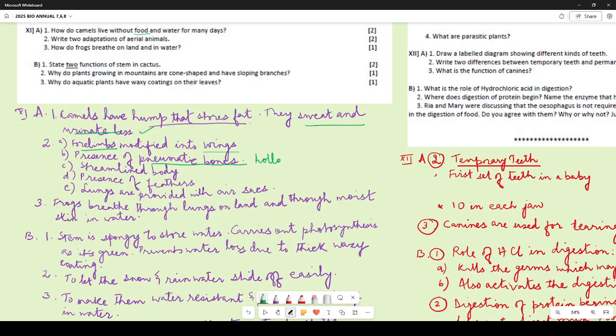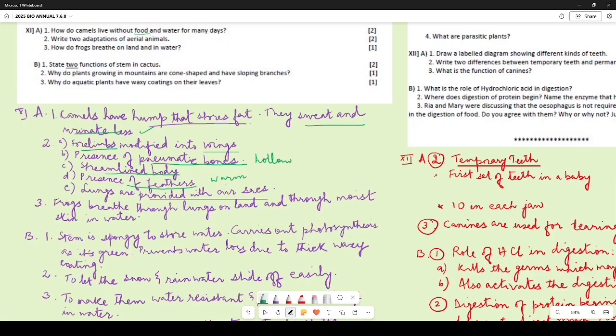They have air sacs inside them, which makes their body light. Their body is streamlined so that they can fly easily through air, and the air offers least resistance. Presence of feathers helps them to keep warm. Lungs are provided with air sacs. So again, it makes the lungs light, it makes the body light so that they can fly easily.